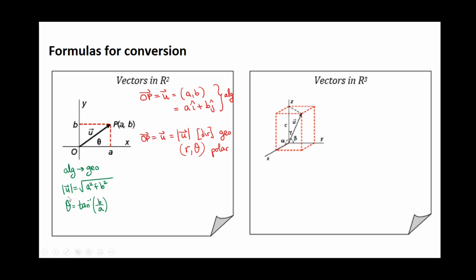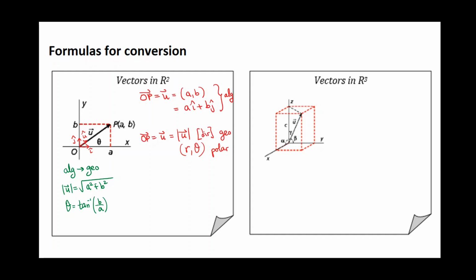Well, to find the magnitude of u, all you have to do is use the Pythagorean theorem on this right triangle: size a squared plus size b squared, all under the square root. And then to find the direction theta, which you should notice is close to the positive x-axis here, would be tan inverse of opposite over adjacent. So the opposite of theta is b, and the adjacent to theta is a. And that's it for that one.